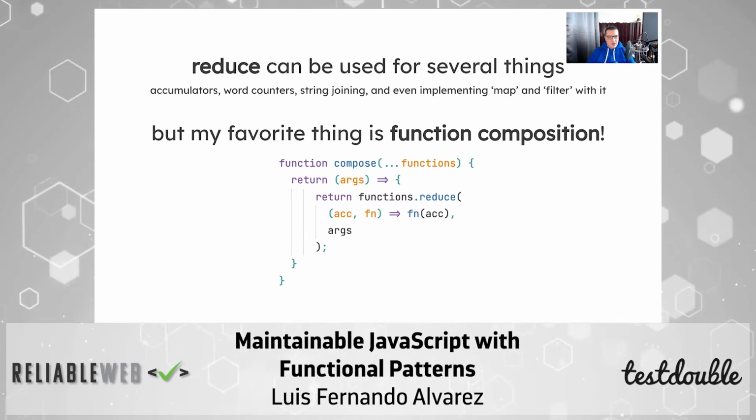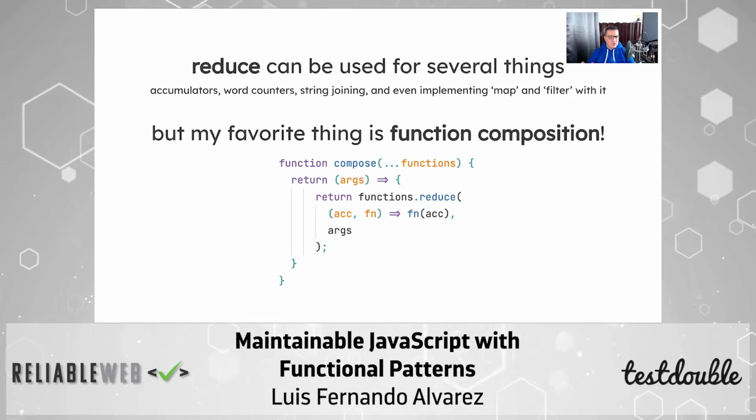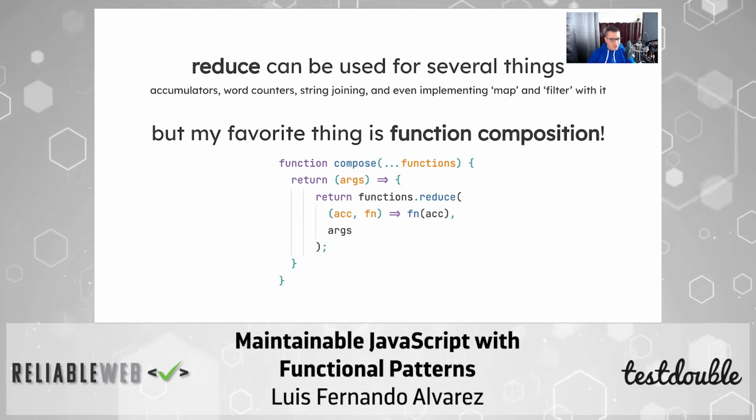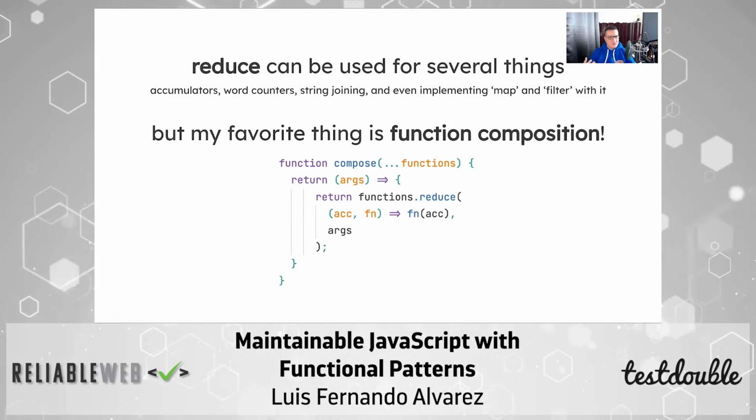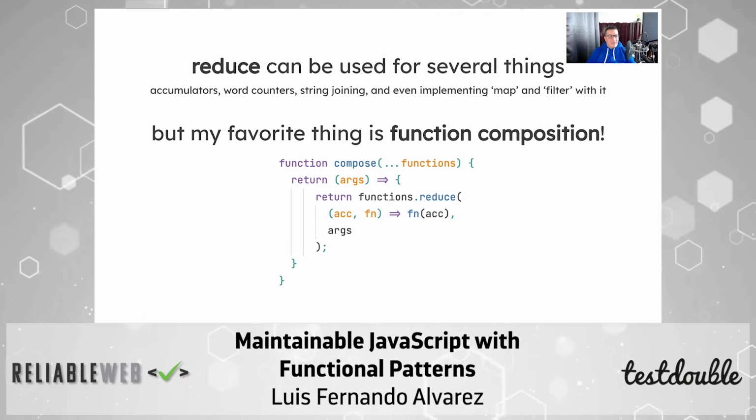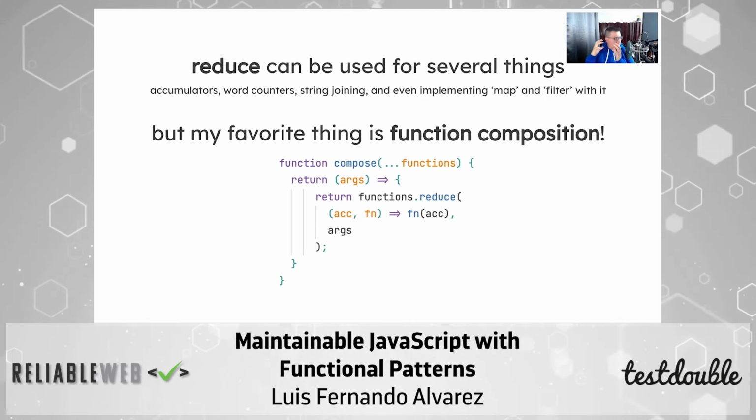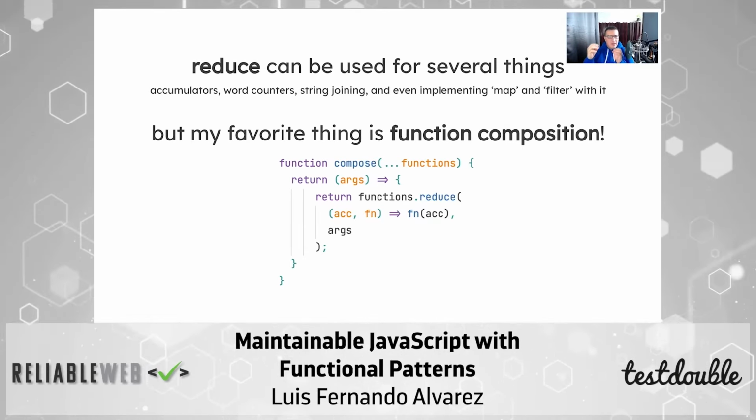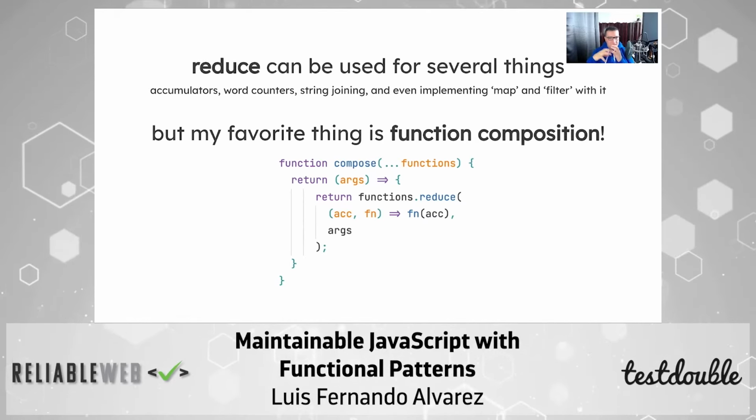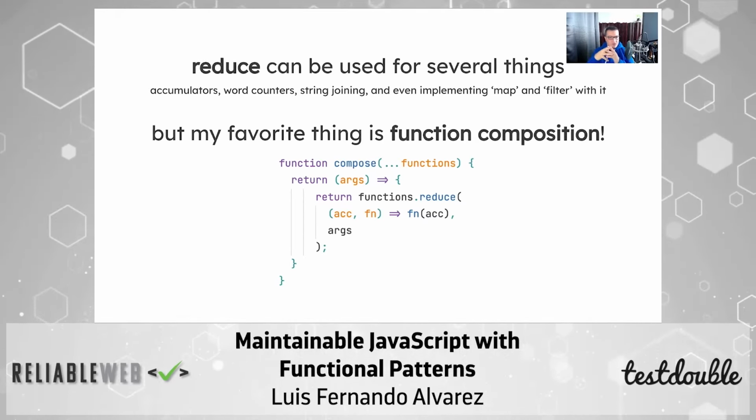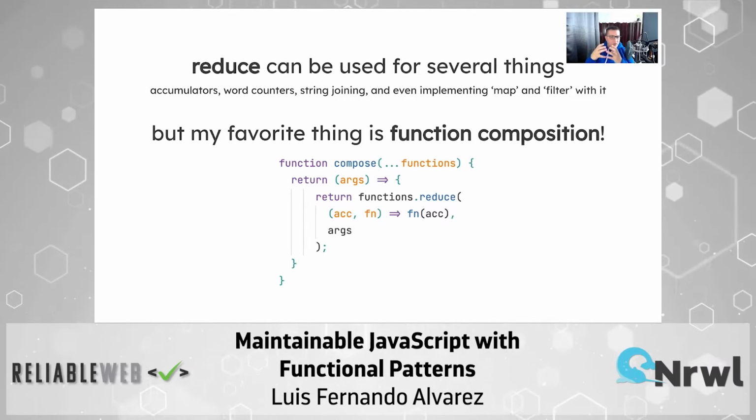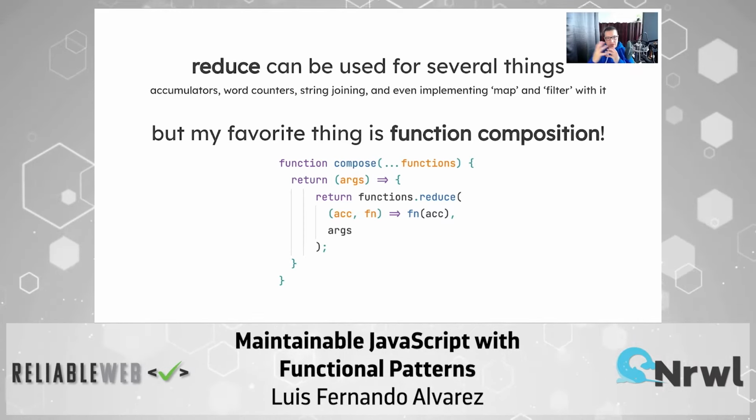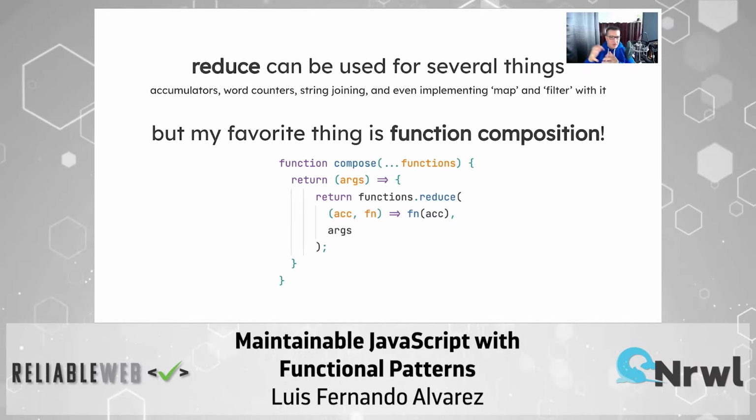And as I mentioned, reduce can be used for several things: accumulators, word counters, string joining, and even implementing map and filter with it. But my favorite thing that you can do with reduce in JavaScript is function composition. And I told you about having a bunch of different little functions, where every one of these functions does a little thing. And these can be combined and these can be composed. This is what we call function composition. And we can build new functions out of the old functions, right? Out of the little functions, we can build bigger functions that help us transform something or operate on something.